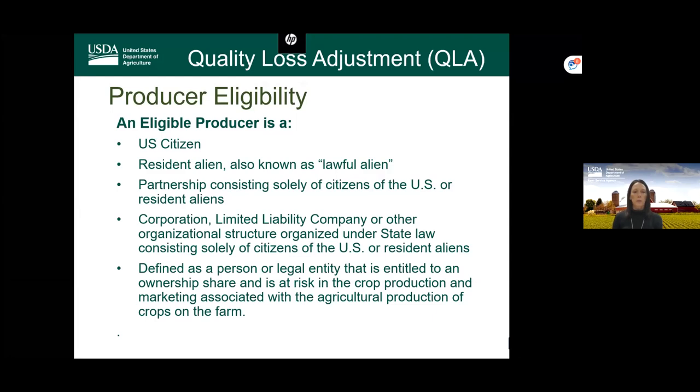An eligible producer for QLA is a U.S. citizen or resident alien, a partnership consisting solely of citizens of the United States or resident aliens, corporations, LLCs, or other organizational structure organized under state law, consisting solely of citizens of the U.S. or resident aliens. An eligible producer is also defined as a person or legal entity that is entitled to an ownership share or is at risk in the crop production and marketing associated with the agricultural production of crops on the farm.